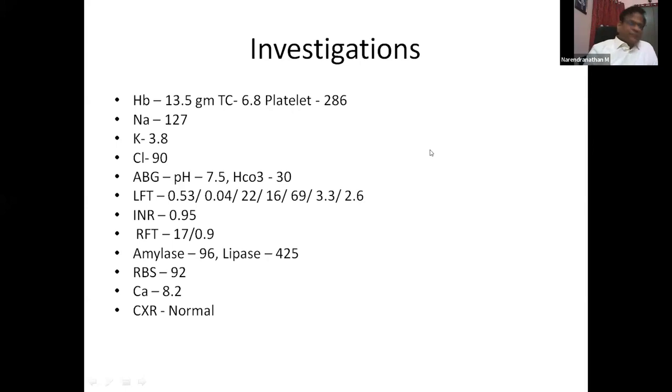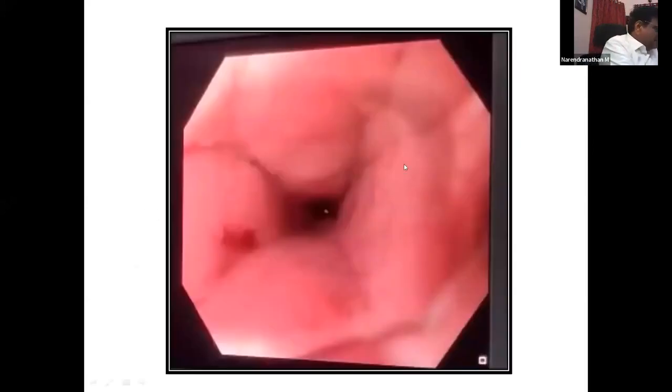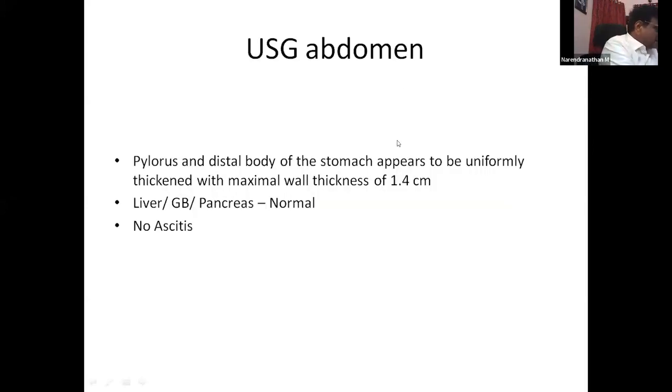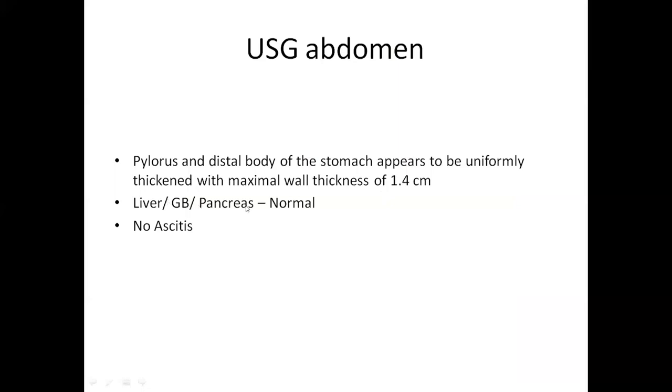Okay, go ahead, Anthony. The ultrasound abdomen was done. It showed the pylorus and distal body of the stomach appeared to be uniformly thickened with maximal wall thickness of 1.4 centimeter. Liver, gallbladder, pancreas appeared normal. There was no ascites.